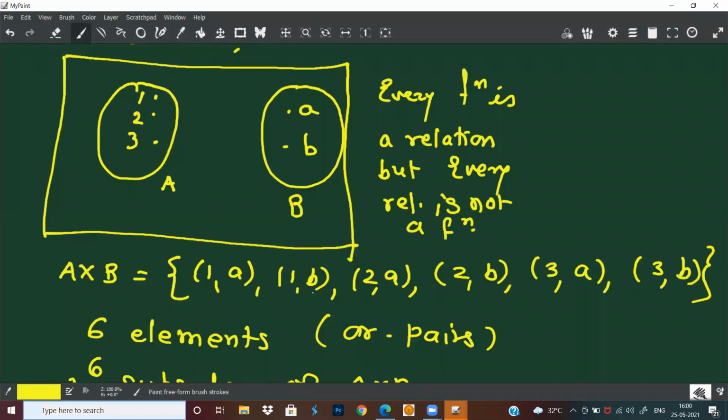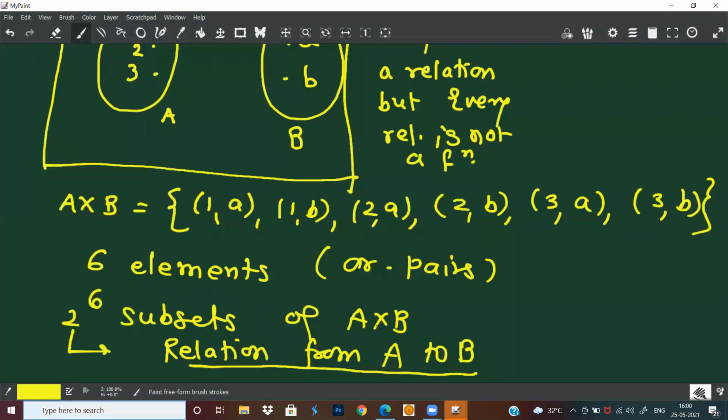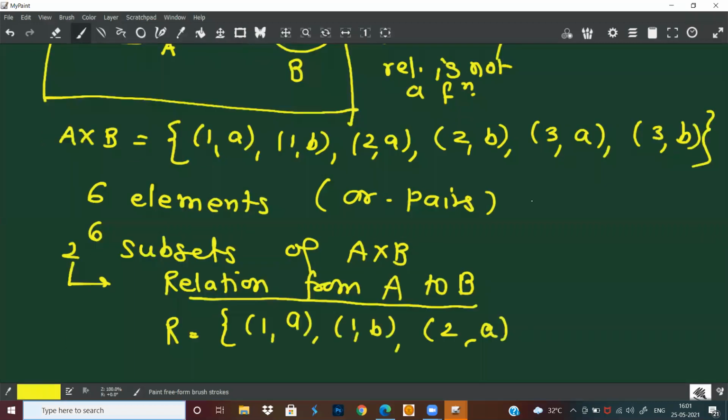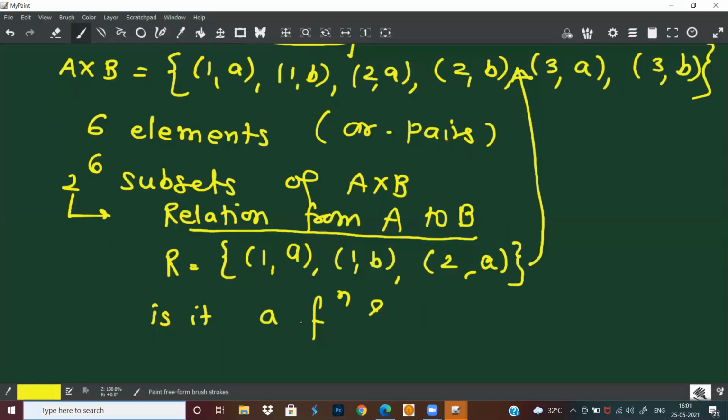So, suppose I take this relation: 1 comma A, 1 comma B, and 2 comma A. Now, it is a subset of this Cartesian product, so it is a relation between A and B. But is it a function? That is my question. I will draw it with the arrow diagram. मैंने क्या क्या लिखा है? 1A, 1B and 2A. देखो. No, it is not a function.